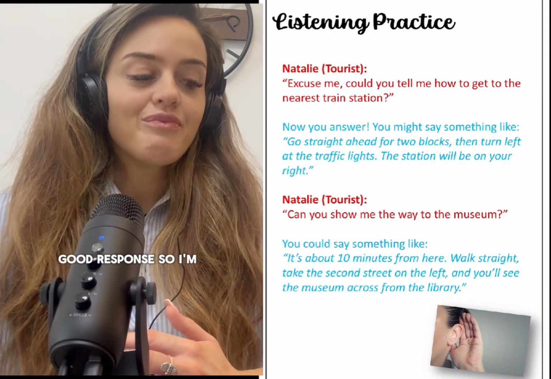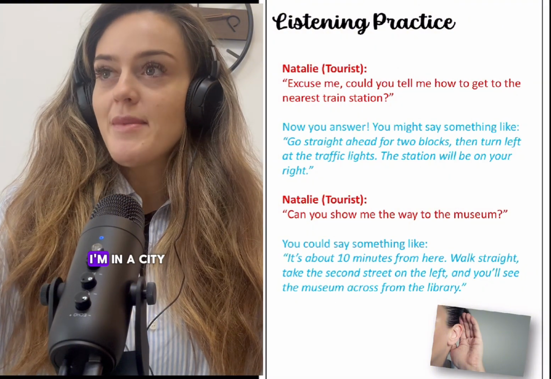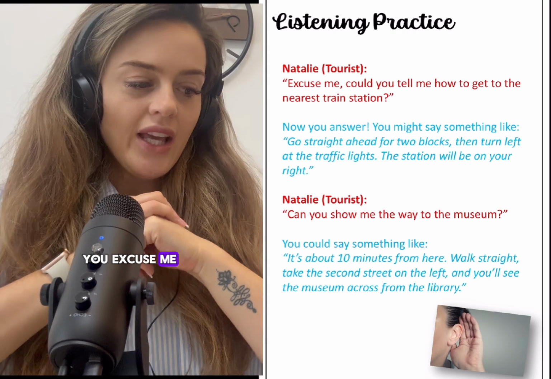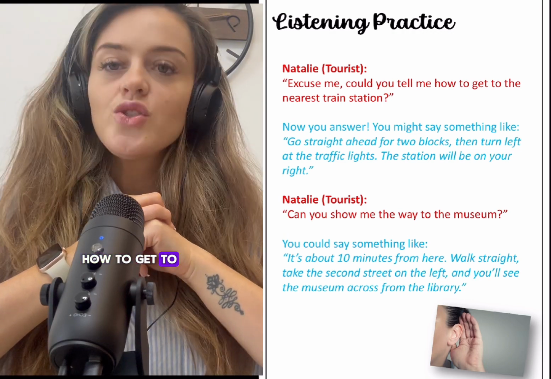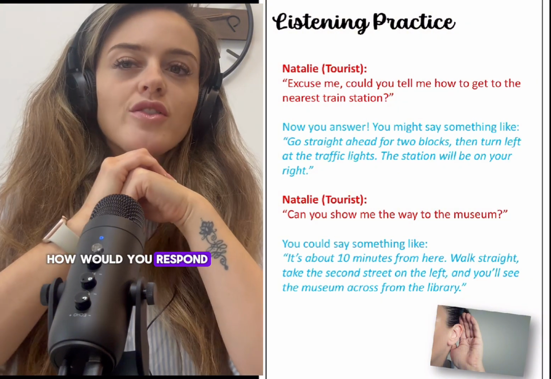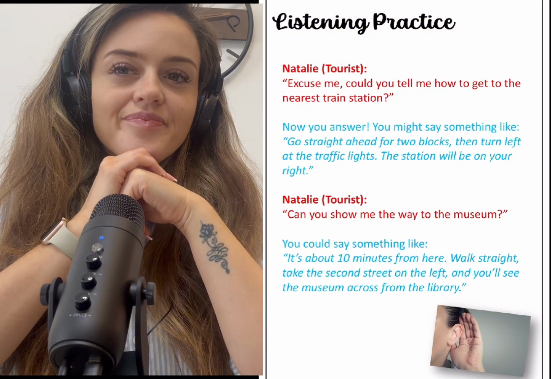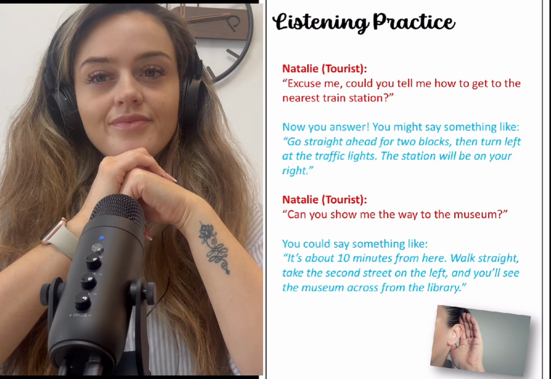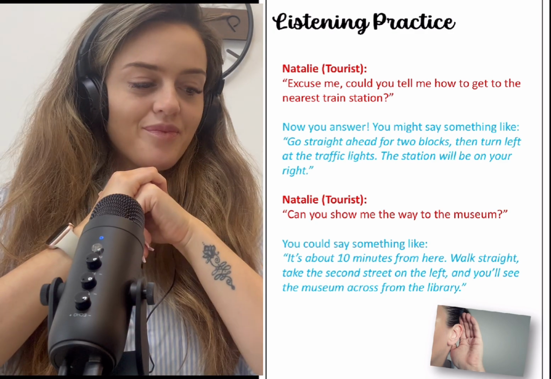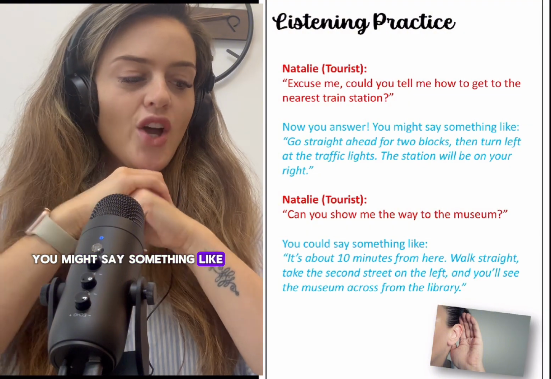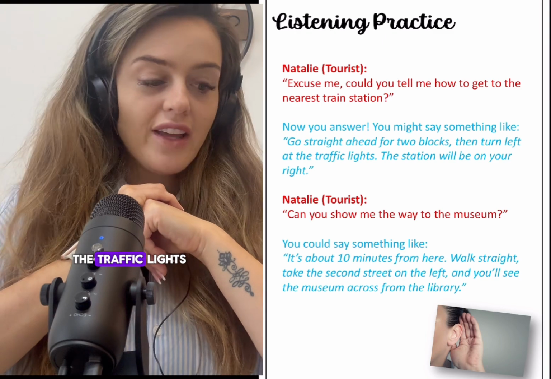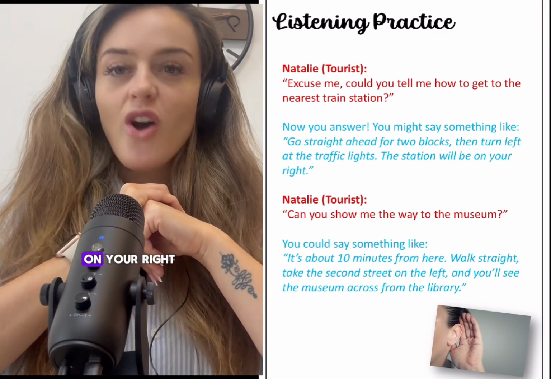So, I'm a tourist. I'm in a city that I don't know. And I say to you, excuse me, could you tell me how to get to the nearest train station? How would you respond? Excellent. Here's an example. You might say something like, go straight ahead for 2 blocks, then turn left at the traffic lights. The station will be on your right.